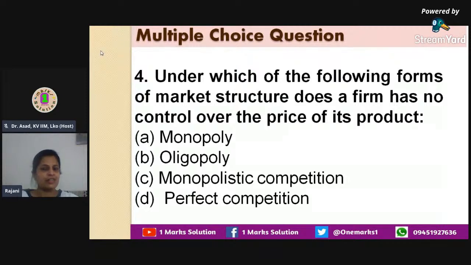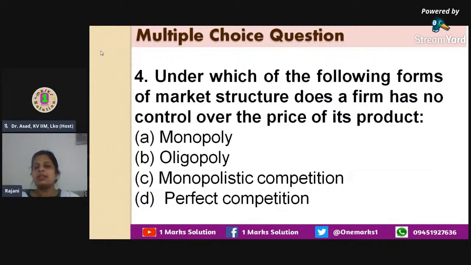Which one has no control? Monopoly, definitely has control because the firm is the price maker here. He has full control over the market. And oligopoly also, the large firms share the market, so here also they have control. Then monopolistic competition. Here the elasticity is comparatively higher than in other forms of market, but still there is control of the market structure over the market.